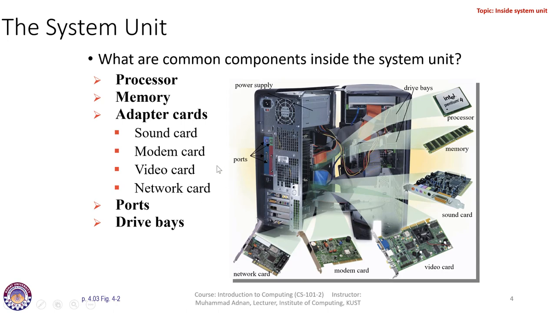And there are different types of ports, and there are driveways, and we also have a power supply that is used to supply the required amount of electricity to the different components of a computer system. So you can see that we have a processor that looks like this, and then we have RAM, a sound card and a video card, modem and network card, and these are the ports, and this is the power supply, and we have different driveways where you can insert the hard disk or a CD-ROM drive or DVD drive.